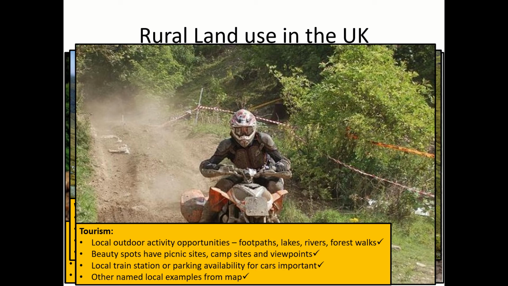Beauty spots have picnic sites and campsites and viewpoints which are readily identifiable symbols on the map. But don't forget that tourists need to be able to get to these locations, so a local train station or the availability of parking for cars is equally important. Finally, every map is different, so don't forget to look at the map in detail, because there's going to be lots of local named examples of famous buildings or historical sites or, for example, castles that tourists could go and visit.